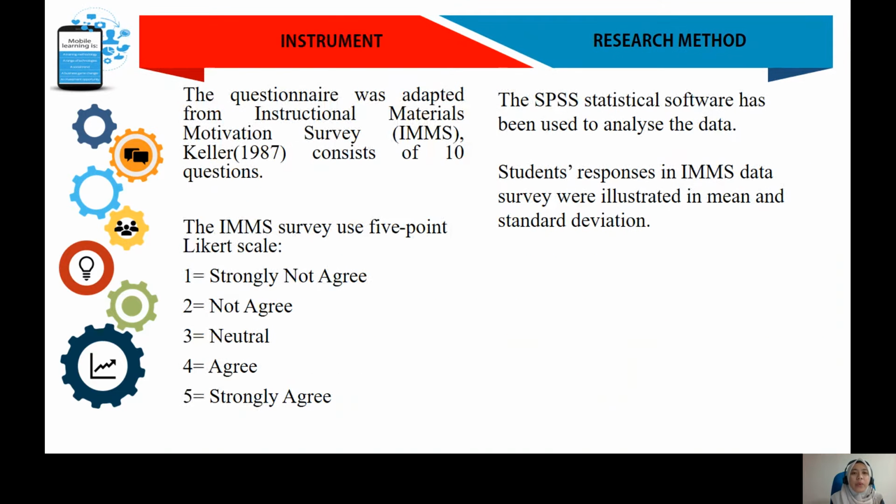For the instrument, the questionnaire was adapted from the Instructional Materials Motivation Survey IMMS by Keller, consisting of 10 questions. The IMMS survey used a 5-point Likert scale, 1 for strongly not agree, 2 for not agree, 3 for neutral, 4 for agree, 5 for strongly agree. And the SPSS statistical software has been used to analyze the data. Students' responses in the IMMS survey were illustrated in mean and standard deviation.